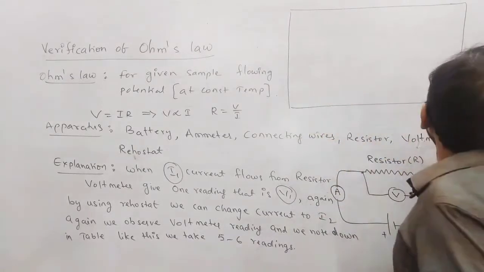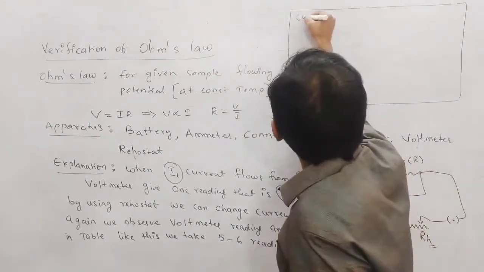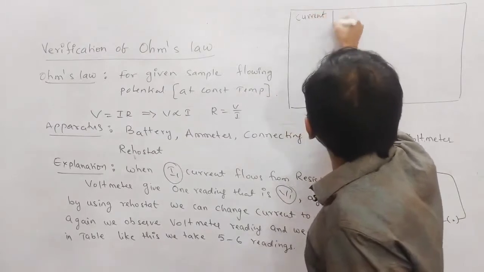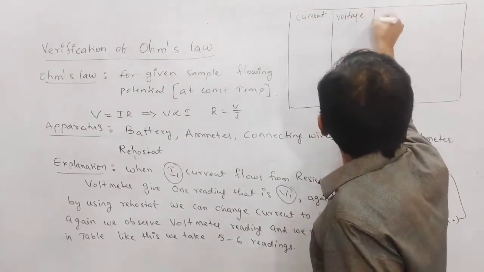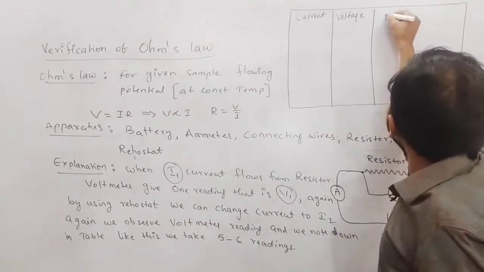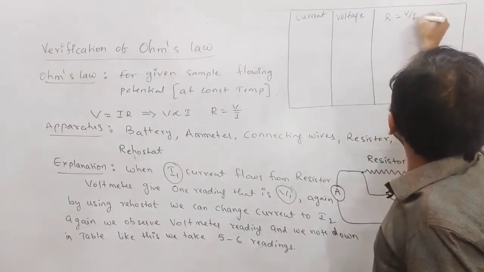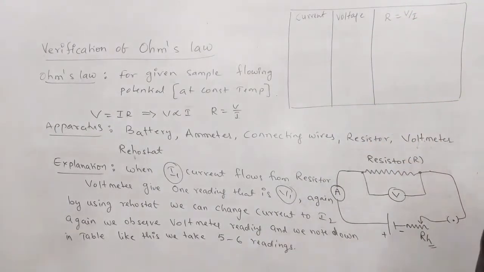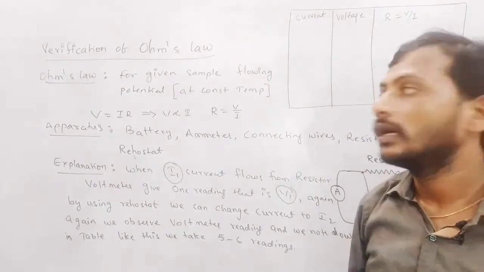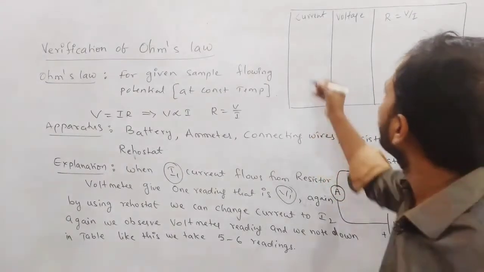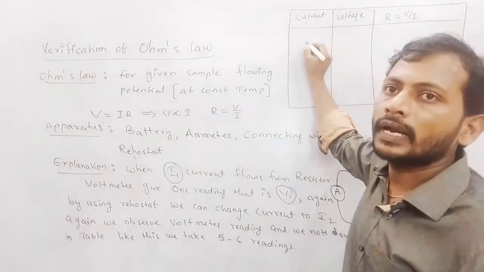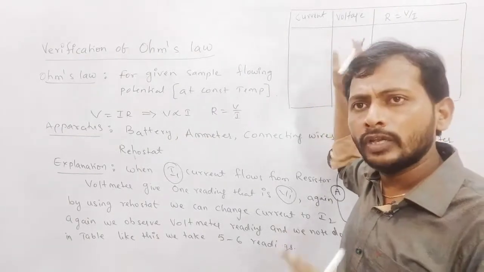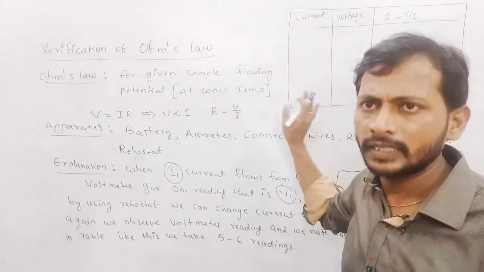See, here I am writing current, here I am writing voltage, and here I am writing R equal to V by I. Now, how much current did you get? For example, I am going to say first I got some current. No need to enter units. For simplicity I am entering the values.